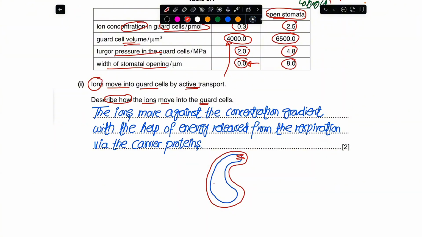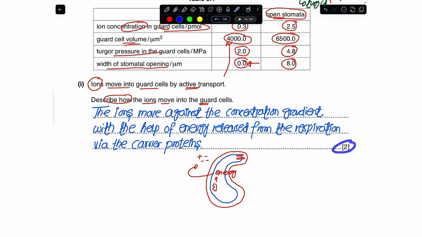So what would happen is that within the guard cells, we have the mitochondria, and these mitochondria would release energy by the respiration process, and that would help in the movement of the charged particles, or the ions, from their lower concentration on the outside of the guard cells to their higher concentration on the inside of the guard cells, and that would be happening with the help of the carrier protein. So this is the entire mechanism by which the ions would be moved into the guard cells.